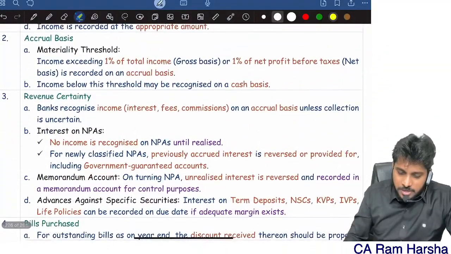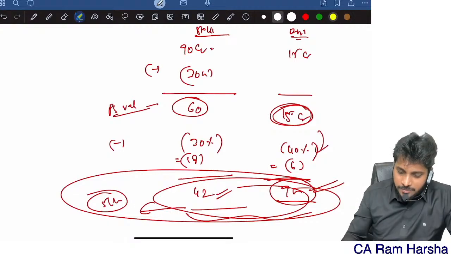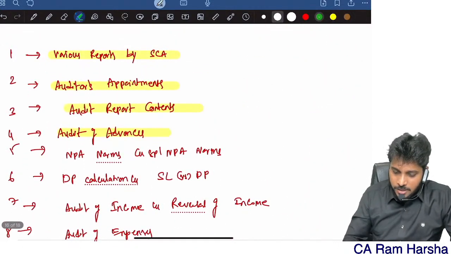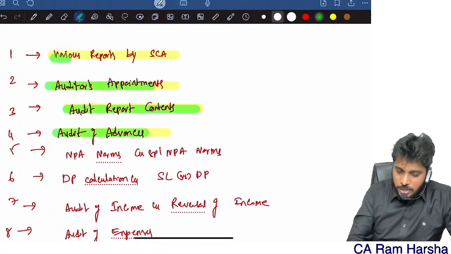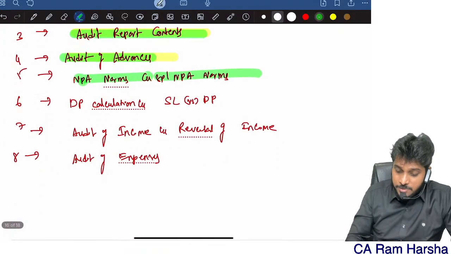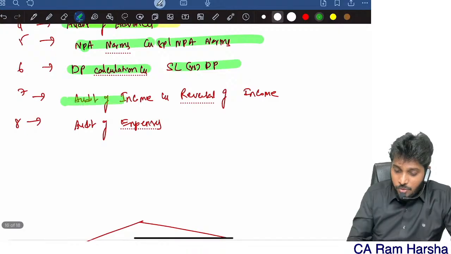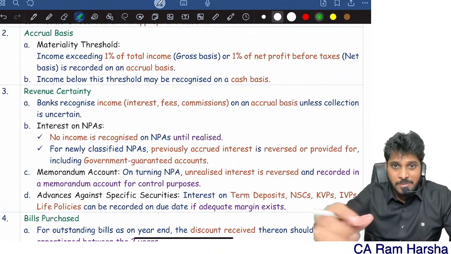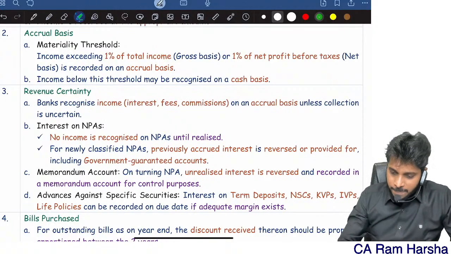Then finally we have something called audit of incomes. In audit of incomes, you see here we have completed. Now what are all the points we have completed already in bank audit? Audit of advances, audit reports, all that is completed. NPA norms, special NPA norms completed. DP calculation I have completed. Now audit of income, reversal of income, and expenditure audit. If this is completed, bank audit is over. 5 marks is yours.